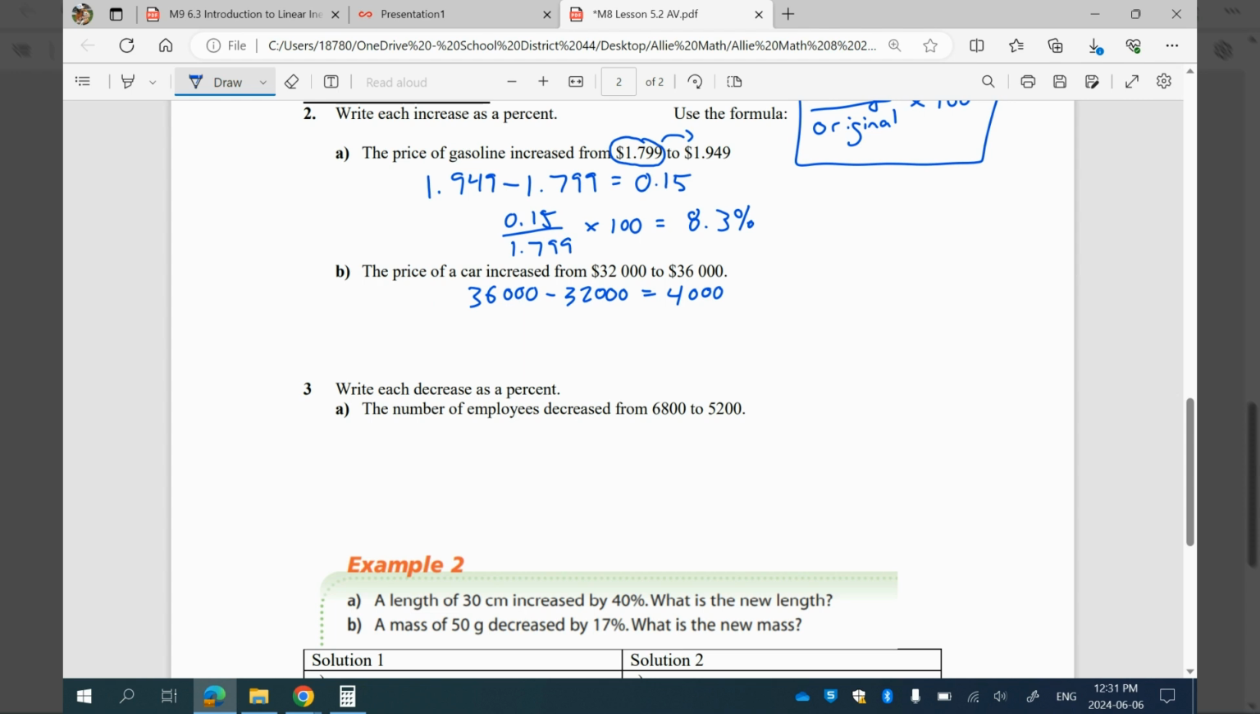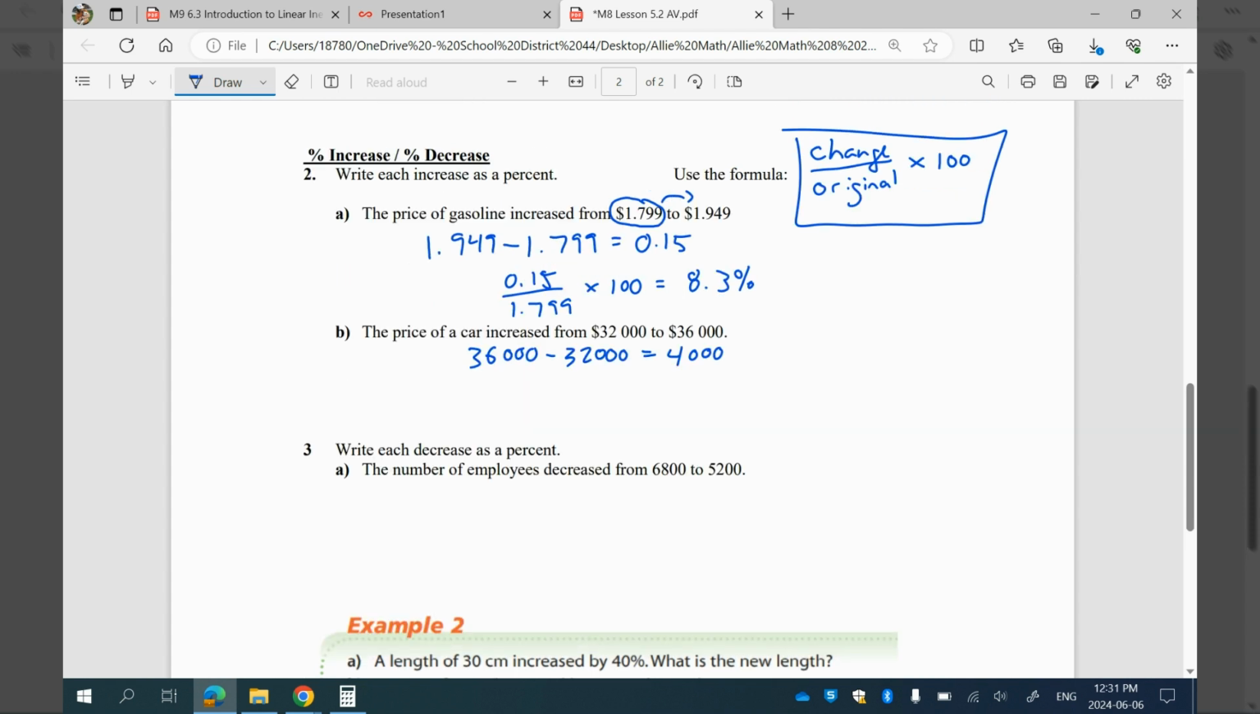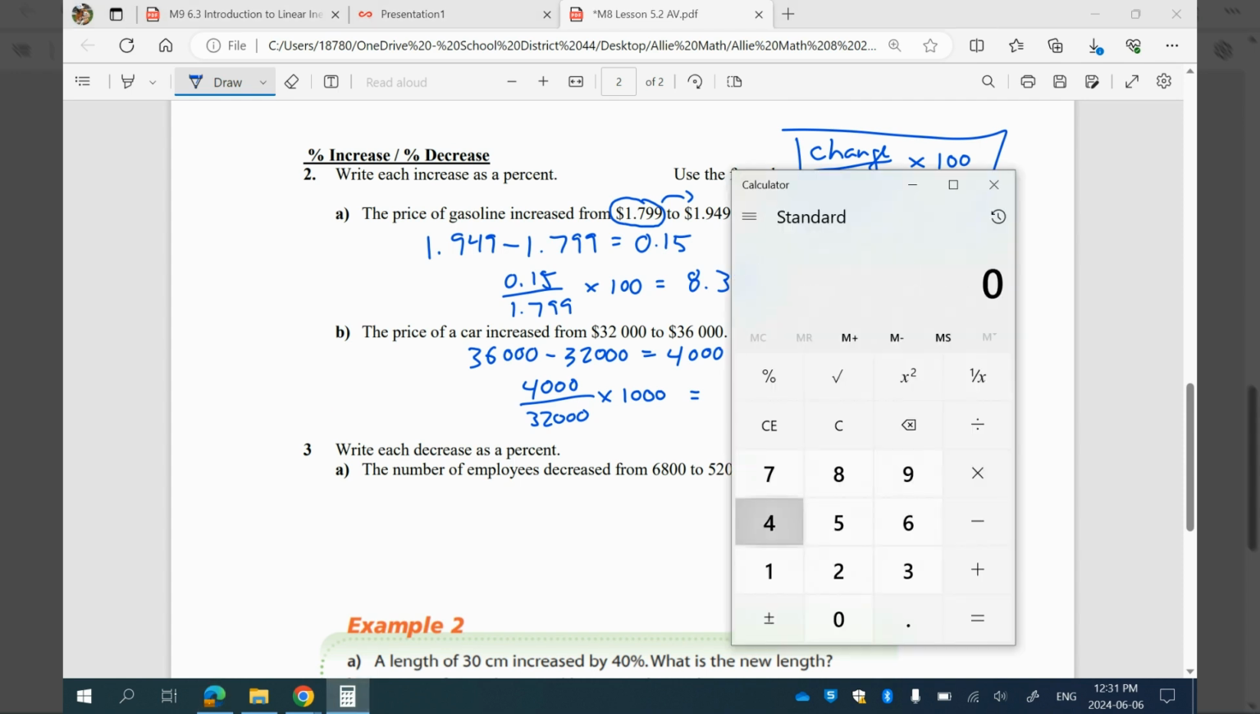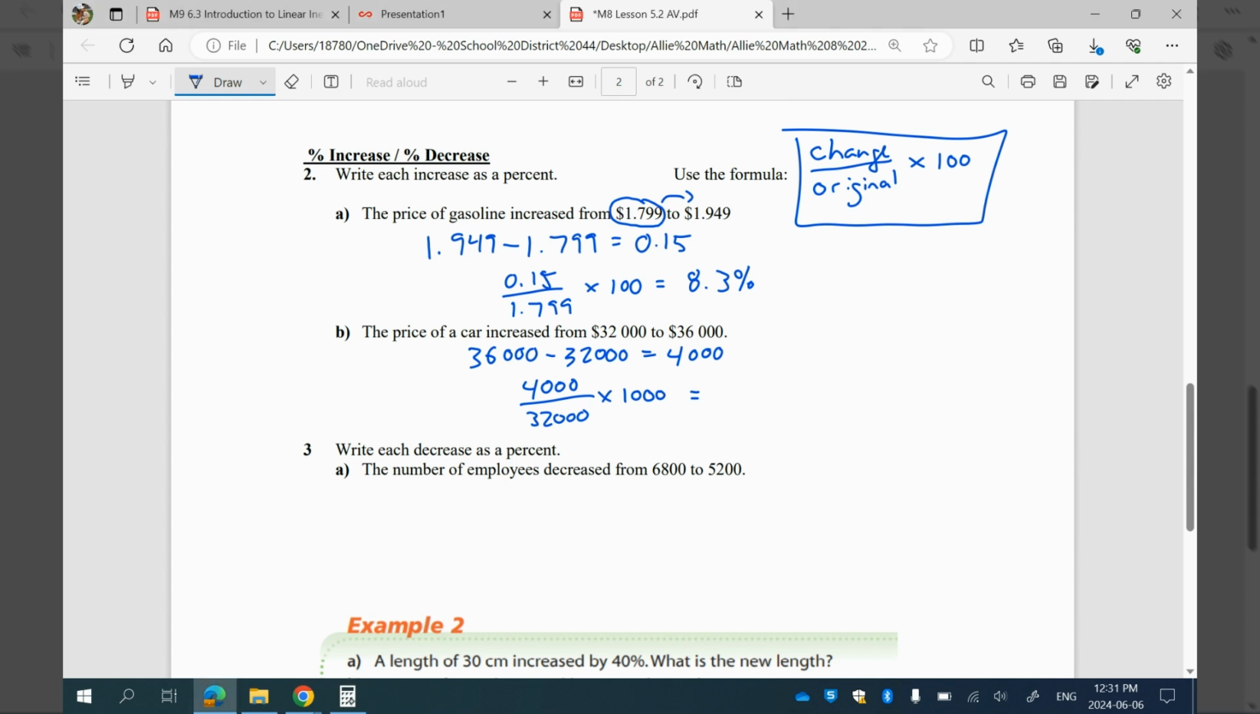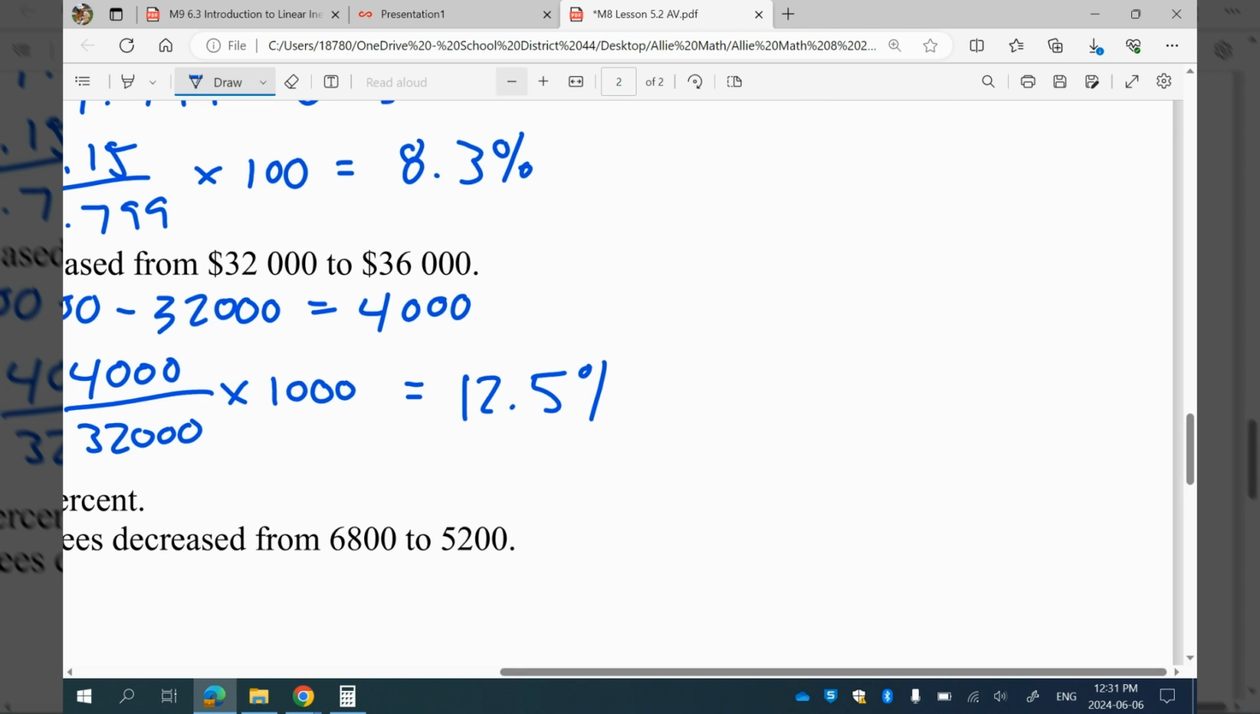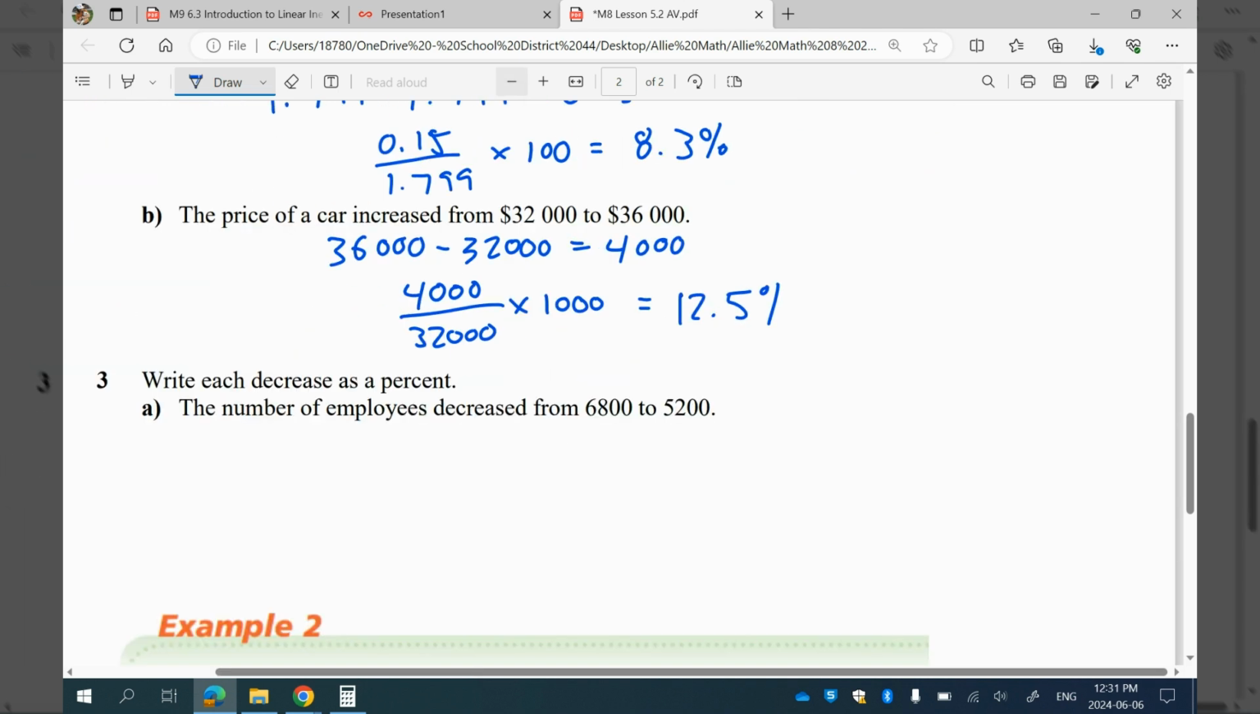So now let's put the change. Remember our formula up here, the change over the original. So it's changed by 4,000. The original price was 32,000. And whatever we get there, we're going to times by 100 to get the percent increase. So 4,000 divided by 32,000 times 100 equals a 12.5% increase in cost. Oops, my bad.